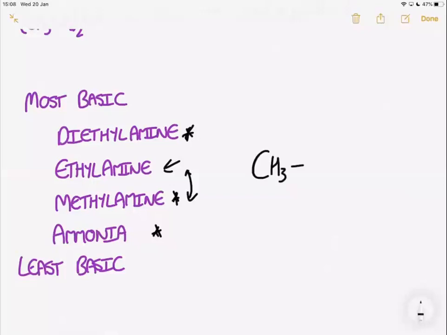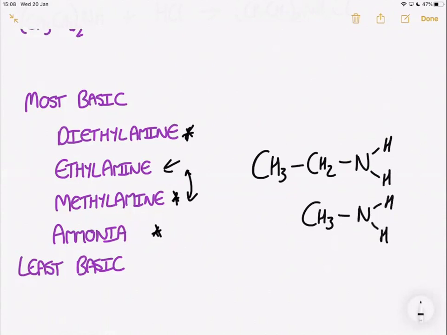And the idea is, remember, we're thinking about that positive inductive effect. And although they're both primary amines, ethylamine has a longer carbon chain kind of pointing towards that nitrogen. So you're going to get a greater positive inductive effect.